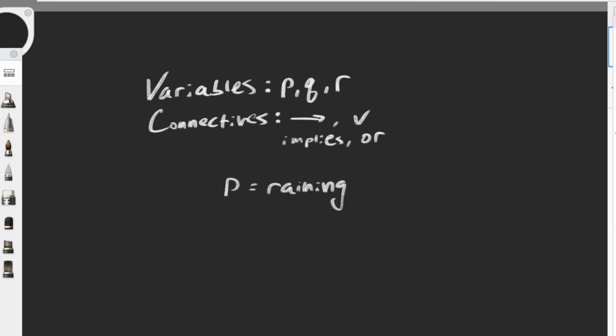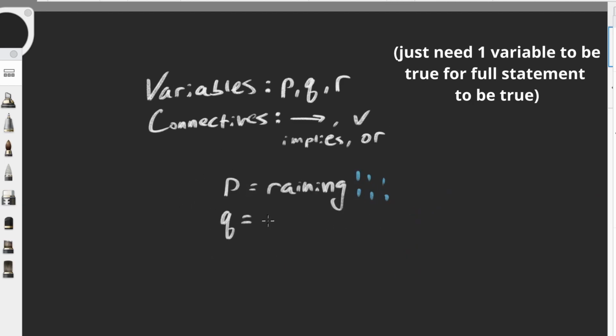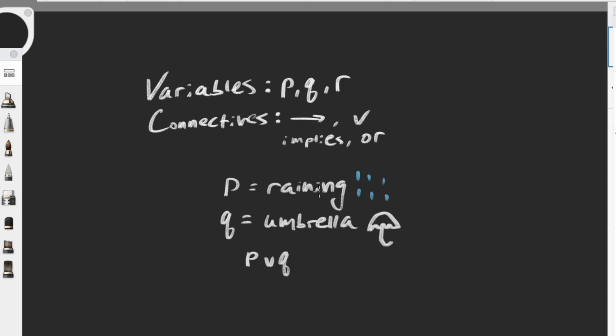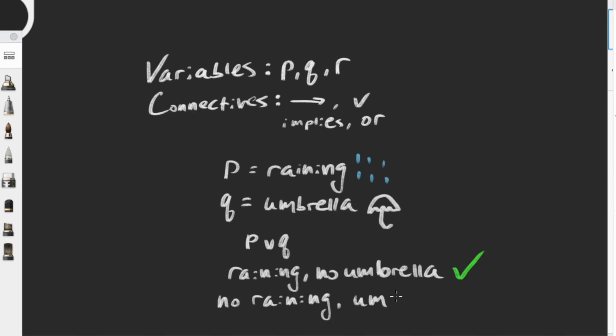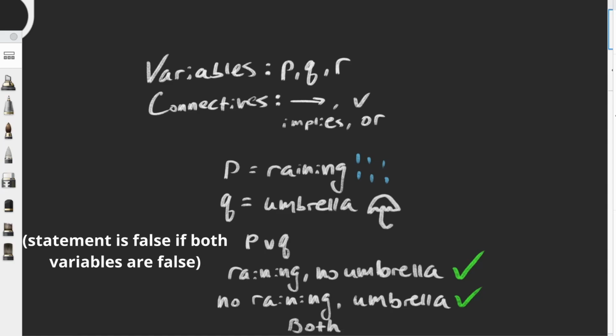Let's say P is it's raining, and Q is I have an umbrella. If it's raining but I don't have an umbrella, the whole statement is still true. Or if I have an umbrella but it's not raining, then the statement is true because at least one of the variables is true. Lastly, it could be raining and I have an umbrella, and the statement is true. Pretty much, we will be looking at logic theorems, which are statements like these, and trying to create automatic proofs that show these theorems are valid.